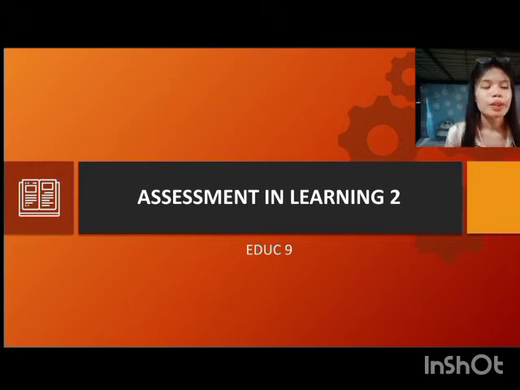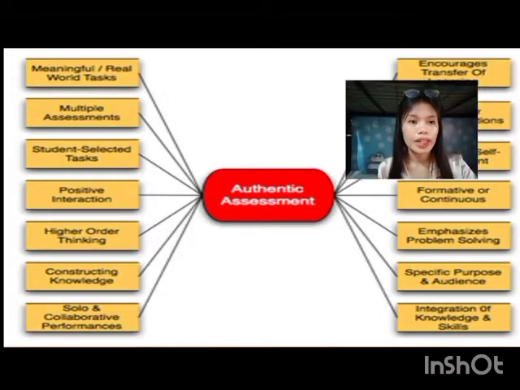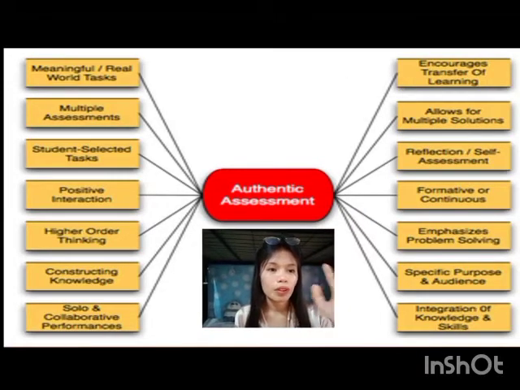For today, we will be talking about an authentic assessment. What does an authentic assessment really is, and how does it differ from a traditional assessment? Now, let me show you first the graphic organizer that we have. All right, it's here. As you can see, there are different characteristics of an authentic assessment.